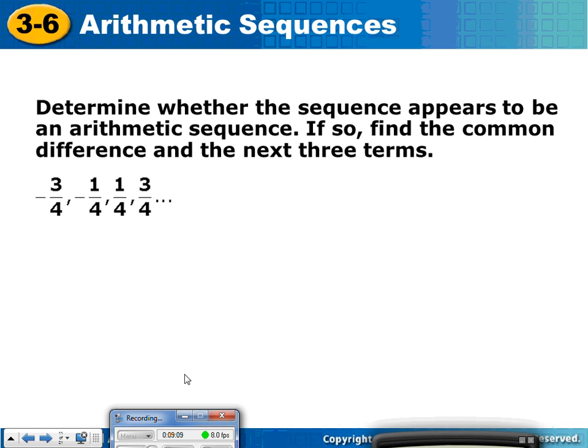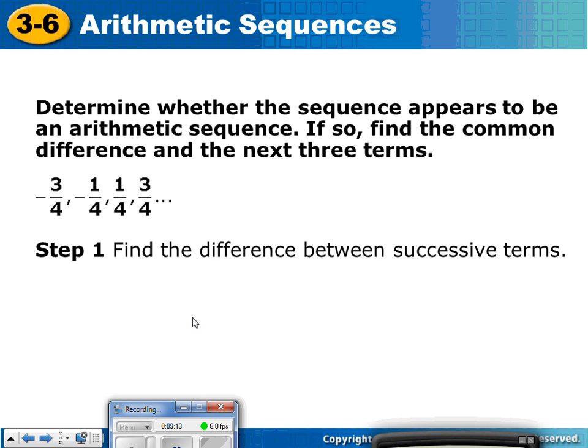Look at this one. What's the difference between each one? When you get negative 1/4, to get to 1/4, you gotta go to 0. No, 0 counting another number. Zero's 0. If I look between each one, it is adding 1/2.